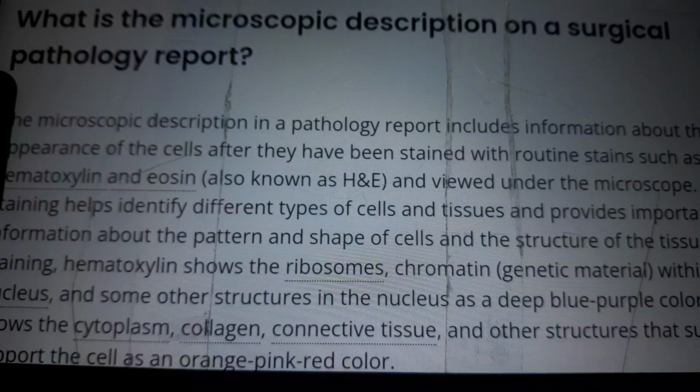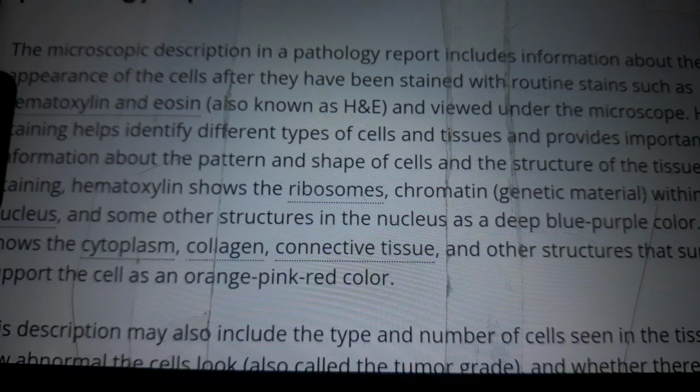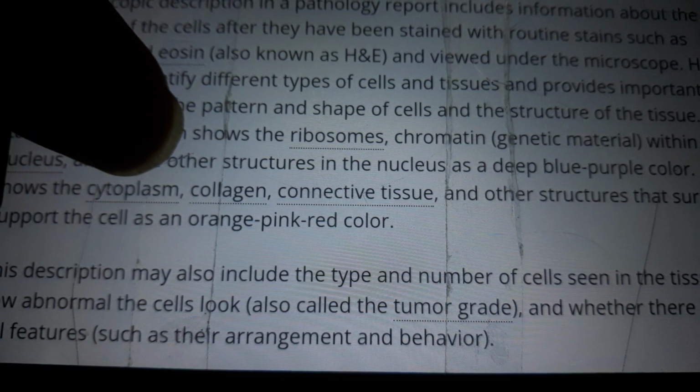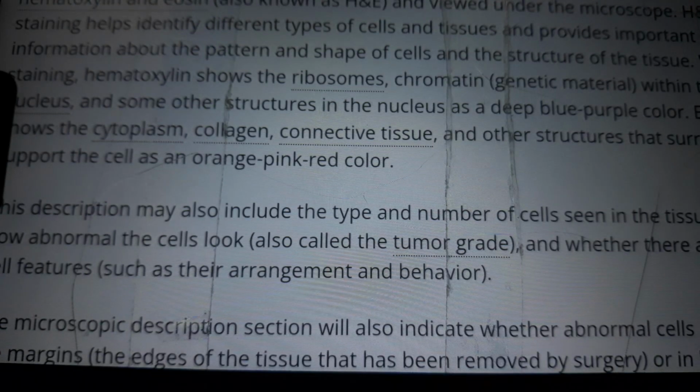What is a microscopic description on a surgical pathology report? The microscopic description in a pathology report includes information about the appearance of the cells after they have been stained with routine stains such as hematoxylin and eosin, also known as H&E, viewed under the microscope. H&E staining helps identify different types of cells and tissues and provides important information about the pattern and shape of cells, and structure of the tissue.